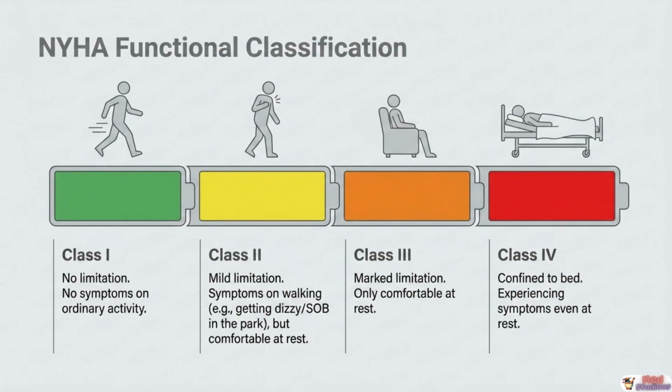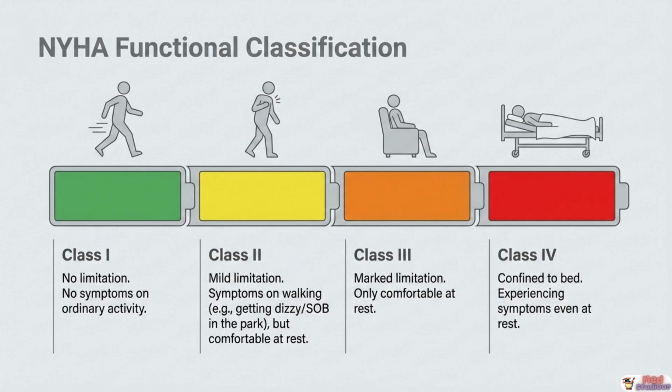The New York Heart Association Functional Classification System, the NYHA classification, is the universally adopted framework for quantifying the functional severity of heart failure based on the relationship between physical activity and symptom onset. It has 4 classes that map clinical disability onto a spectrum, from full function to complete incapacitation, and it directly determines the intensity of pharmacological management.